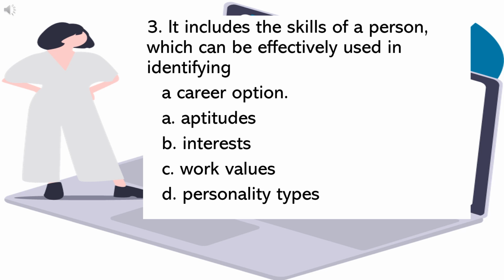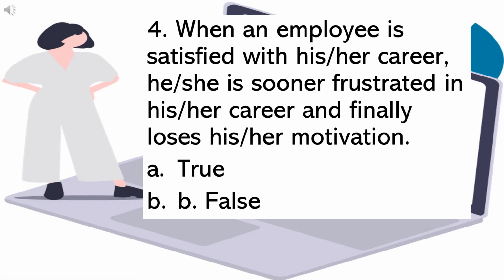3. It includes the skills of a person, which can be effectively used in identifying a career option. A. Aptitudes, B. Interests, C. Work values, D. Personality types. 4. When an employee is satisfied with his/her career, she is sooner frustrated in his/her career and finally loses his/her motivation. A. True, B. False.